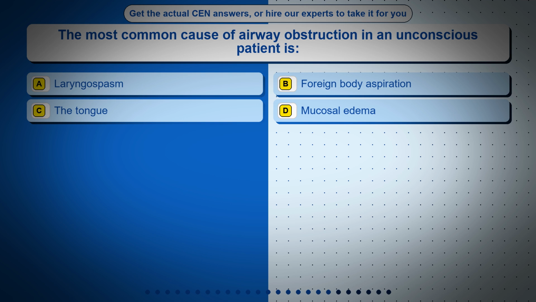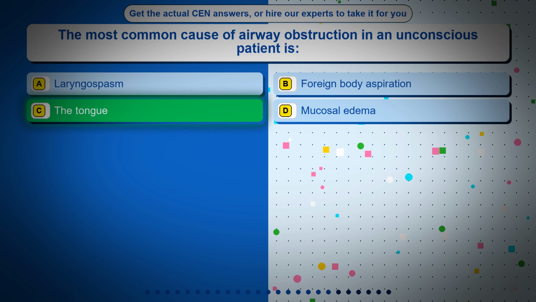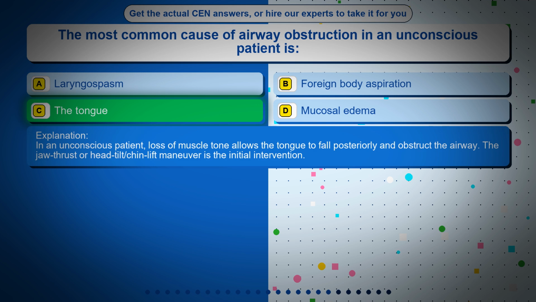Question 19. The most common cause of airway obstruction in an unconscious patient is option A, laryngospasm, option B, foreign body aspiration, option C, the tongue, option D, mucosal edema. The correct answer is option C, the tongue. In an unconscious patient, loss of muscle tone allows the tongue to fall posteriorly and obstruct the airway. The jaw thrust or head tilt/chin lift maneuver is the initial intervention.